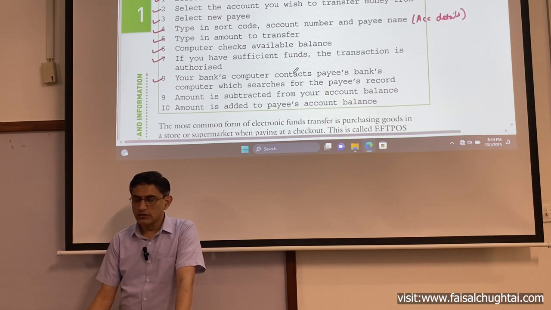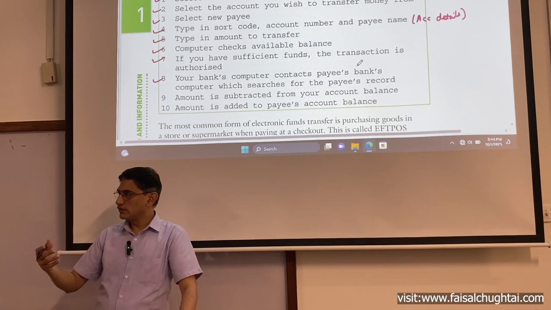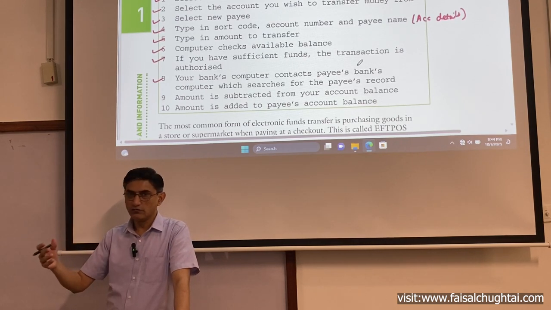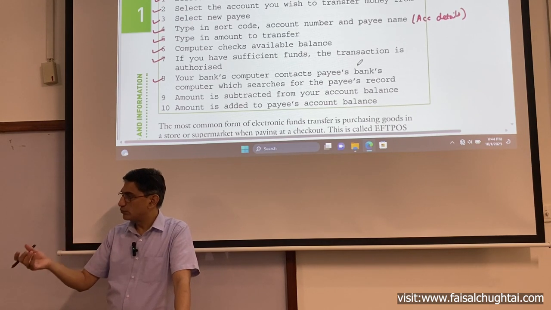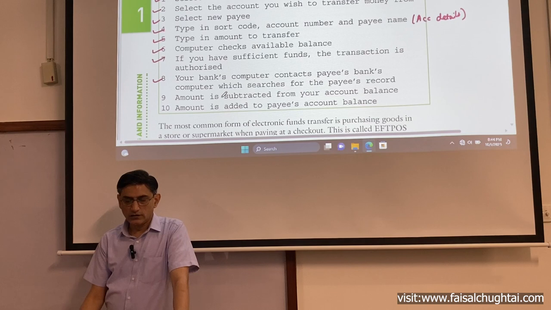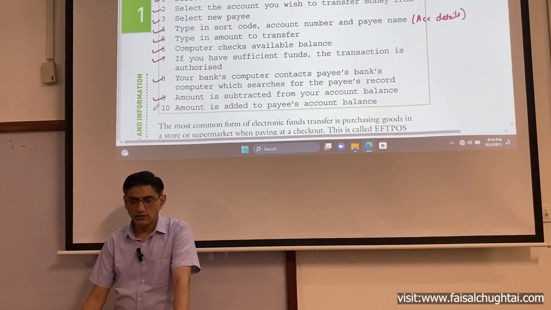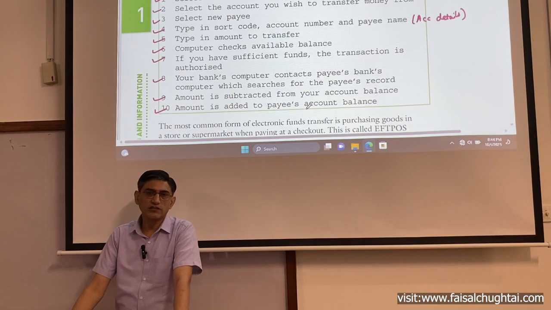Your bank's computer contacts the payee's bank's computer, which searches for the payee's record. So whatever account details you put in for a certain amount of money to be transferred, that account also needs to be verified, that an account exists with this name and the rest of the details, maybe the account number. Amount is subtracted from your account balance. Amount is added to the payee's account balance. This is what the simple procedure is.